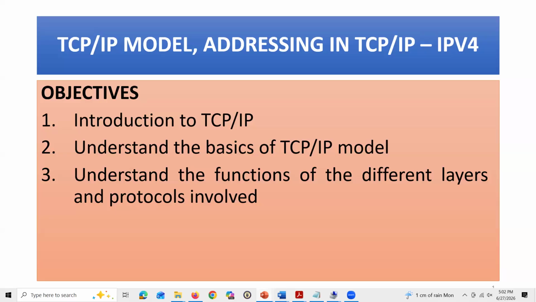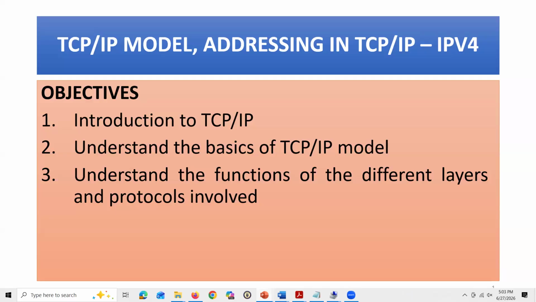We need to understand what the TCP IP is about, and then you must understand the basis of TCP IP model. And then finally, understand the functions of the different layers and then the protocols that are involved. These are the key things that you need to know in this unit. Once you get this, you are done.